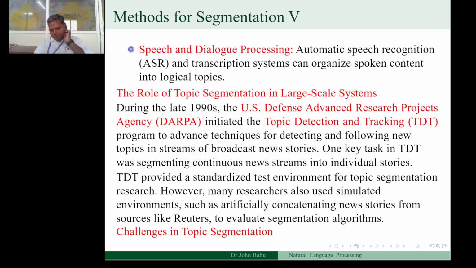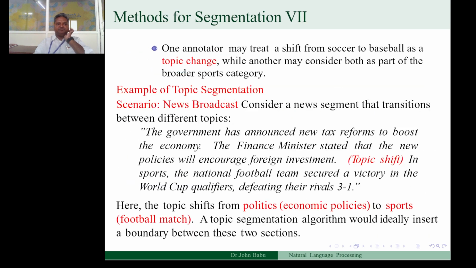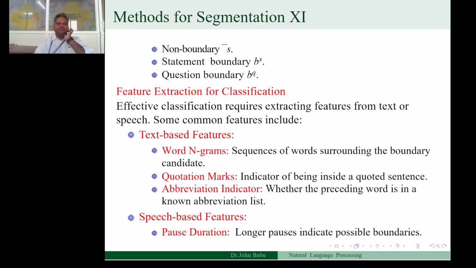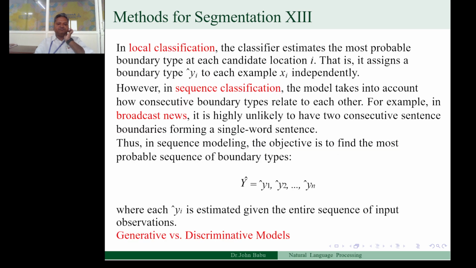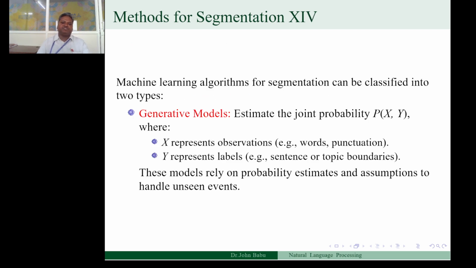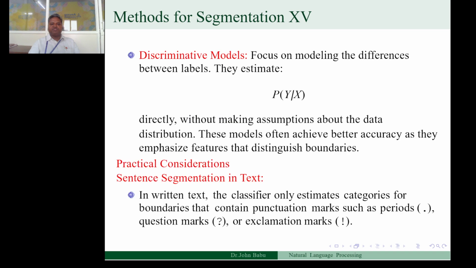Then another distinction is generative model versus discriminative model. This is the local and sequence classification. Generative versus discriminative. In generative, we calculate the joint probability from the Bayes rule. What is the Bayes rule? Probability of y given x is equal to probability of x given y times probability of y divided by probability of x. Any model which calculates the probability from the prior probabilities is known as a generative model. For example, naive Bayes. Discriminative models just calculate the probability directly, not from the prior probabilities.